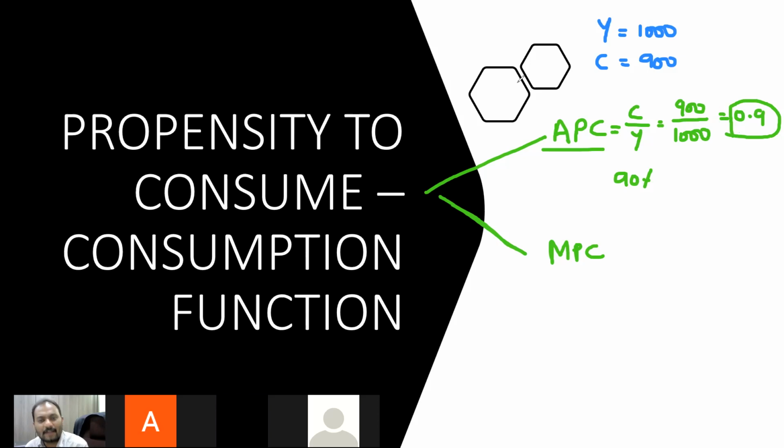0.9 in a larger sense basically implies that out of 1,000 rupees, you're using 900 for consumption. So APC is very simple. The meaning of the words average propensity to consume is nothing but the amount of income devoted for consumption. 0.9 indicates that 90% of your income is devoted for consumption. So the amount of income devoted for consumption is basically called average propensity to consume.